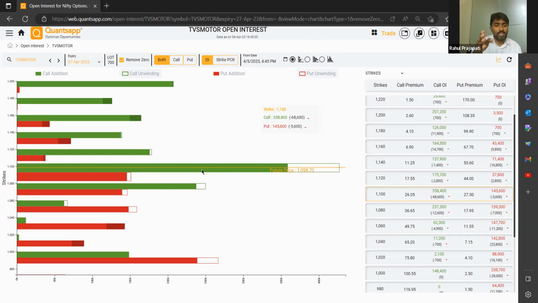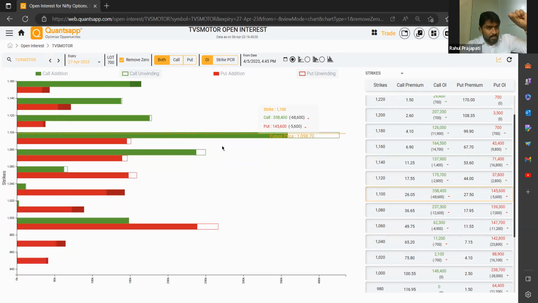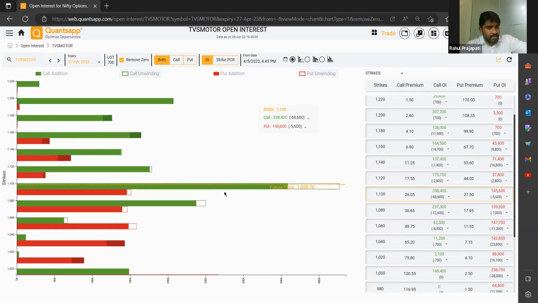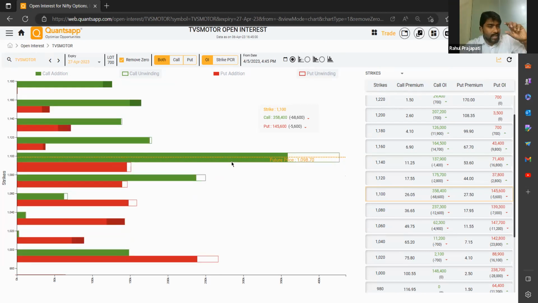So if you see 68,600 negative, that means there's an unwinding happening in the call option of 1100 because the price is moving up. So price is actually giving me a breakout here from resistance. If you see, this is the highest call option, which has the highest open interest. And this is the kind of resistance that I was facing. And you can see that people are actually exiting from this call option also.